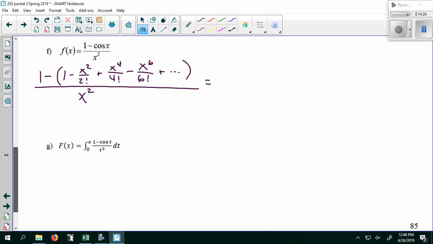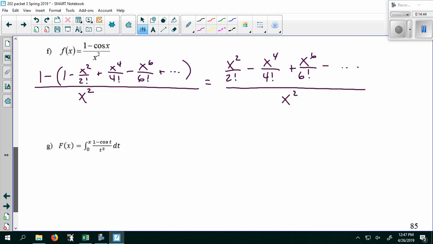So I have 1 minus 1 is 0. Then I'm distributing that negative. So I have negative times negative x squared over 2 factorial, which is x squared over 2 factorial, minus x to the fourth over 4 factorial, plus x to the sixth over 6 factorial, minus dot, dot, dot. Divide that all by x squared.